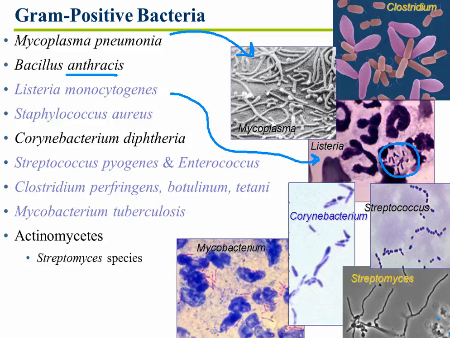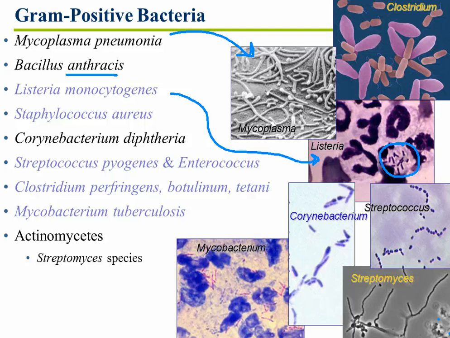Staph aureus you already know about. MRSA, methicillin-resistant Staph aureus, vancomycin-resistant Staph aureus, as well as just plain old Staph aureus. Toxic shock syndrome, boils, abscesses, blood poisoning, a variety of things.